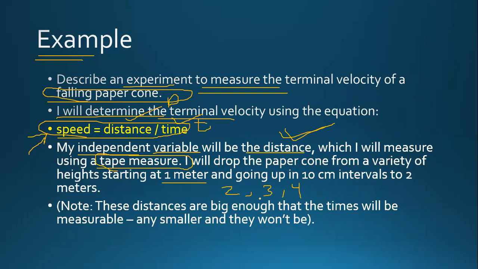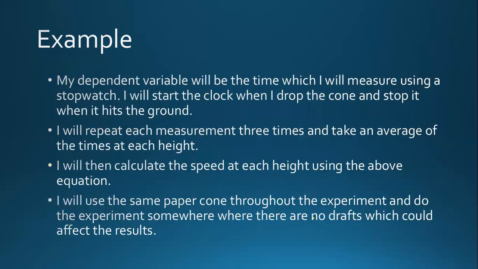And I can also go up in intervals of 2 meters. I'll take a whole range of measurements, and I'll keep changing the height, and then I'll be comparing the speed. Note, these distances are big enough that the times will be measurable. Any smaller and they won't be. Next, my dependent variable will be the time, which I will measure using a stopwatch.